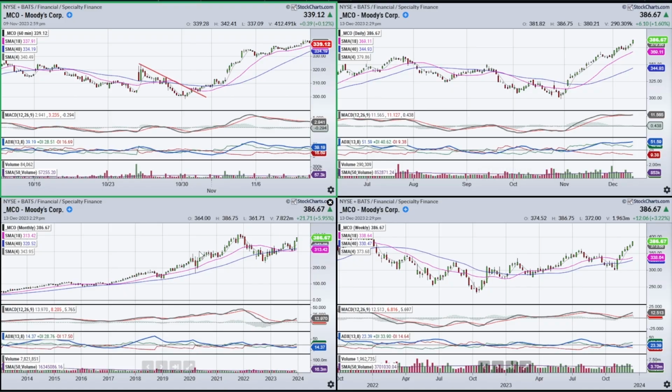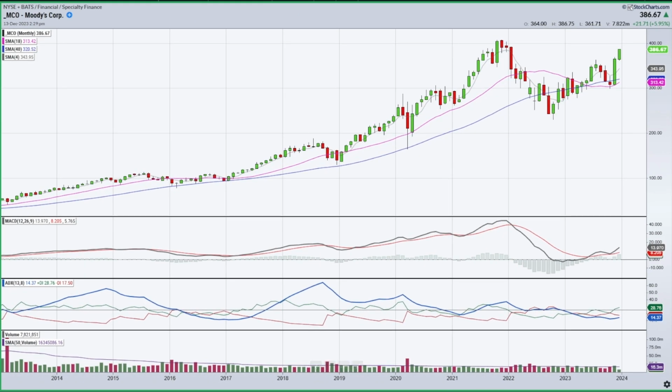Okay, so I'm looking at Moody's Corp, MCO. I've got the monthly bottom left, weekly bottom right, daily in the upper right, and the hourly in the upper left. First, we want to make sure you have an understanding of what I would consider to be the tradable trend. We're going to focus on the monthly chart. Now this happens in all time frames, but this 18-month line is essentially determining the tradable trend.